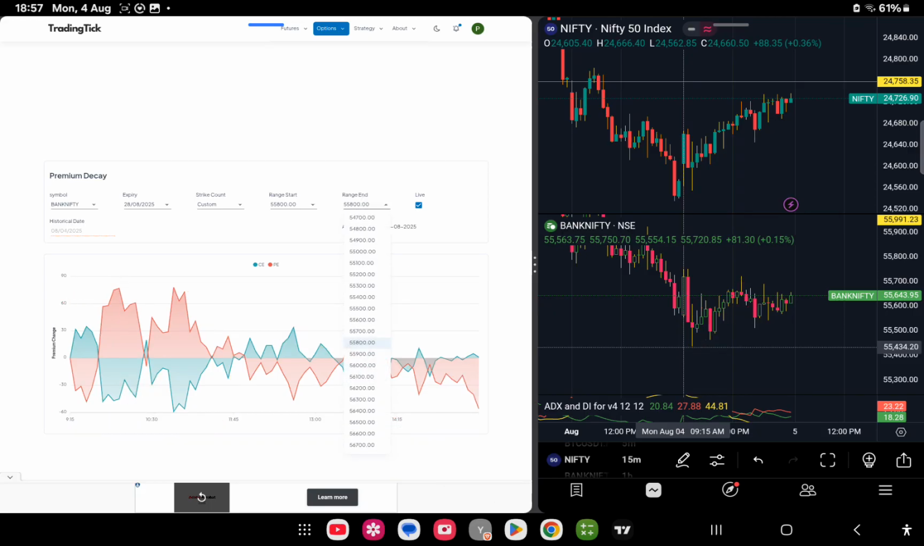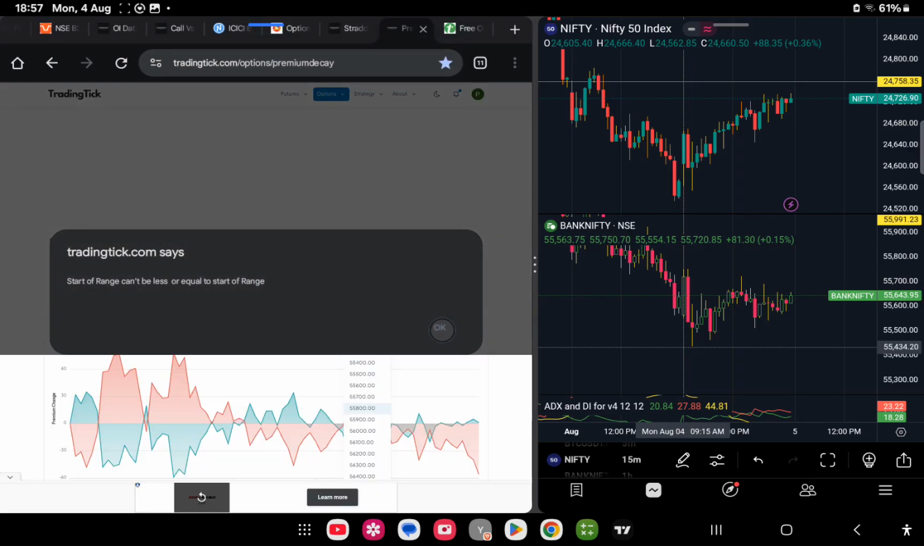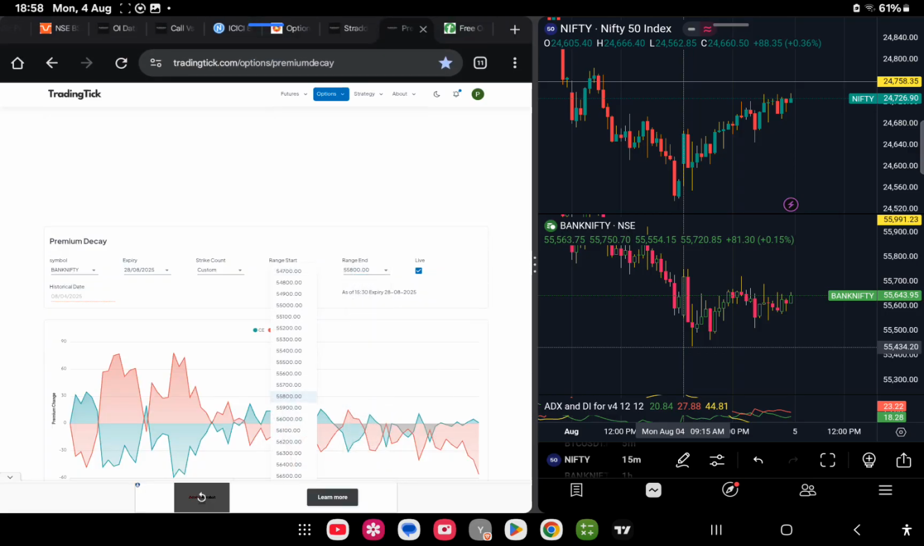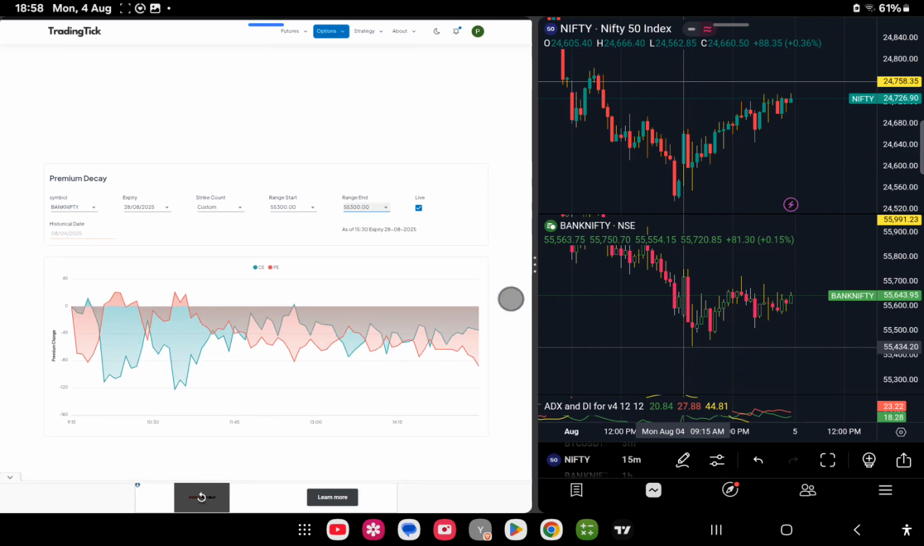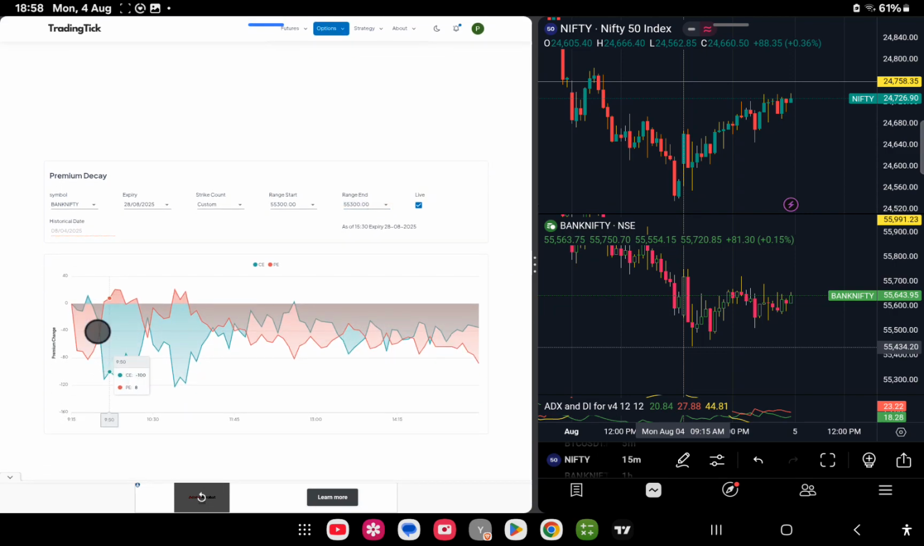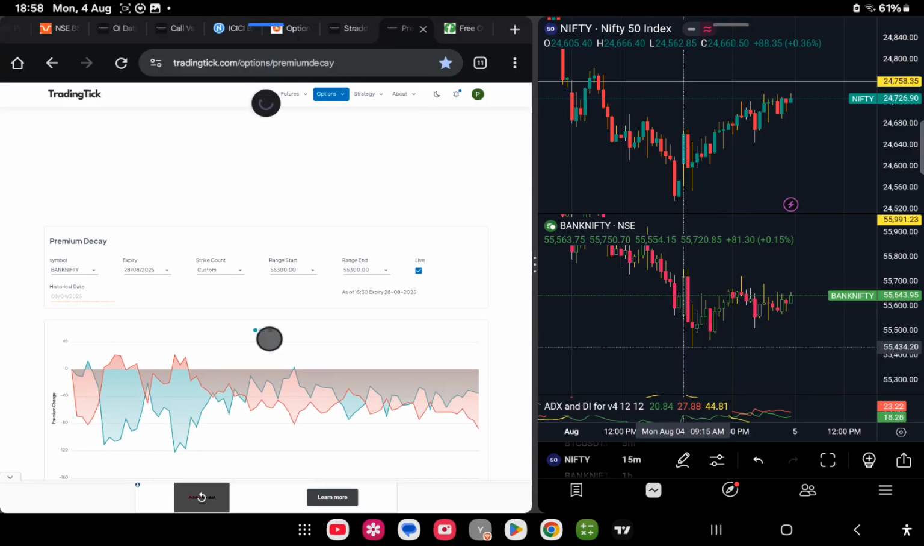Now we'll take 200 strike. Sorry, I first have to set the range. We'll take 300 itself. Here you can see, as it is considered ITM, the decay was pretty sharp from the start itself, and it's a maximum decay here for the 300 strike. I'll check for Nifty.